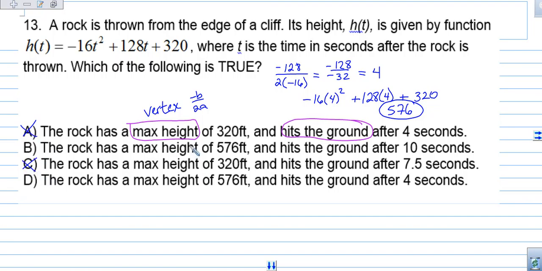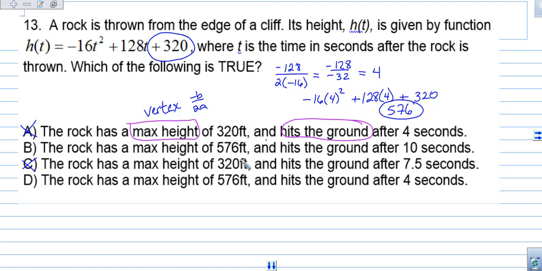Then if you think about it logically, 320 is our y-intercept. That means we started on the edge of a cliff at 320 feet. We throw it up into the air. Would the maximum height that we threw it be the same height that we were throwing it from? No, it would go up into the air and then come back down off the cliff until it hits the water. So that can help you eliminate some of the answer choices right out the gate.